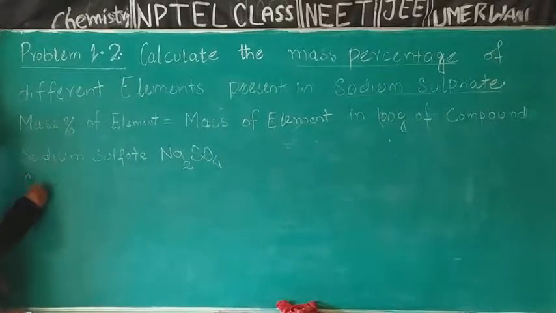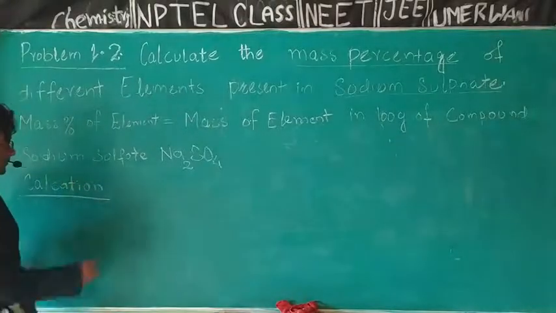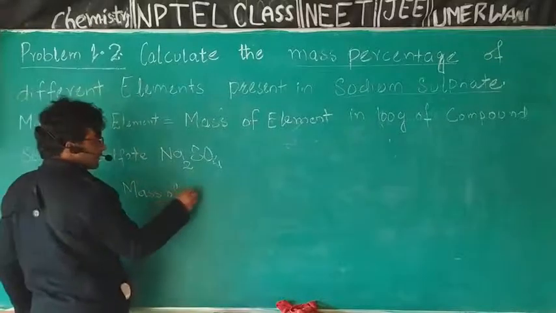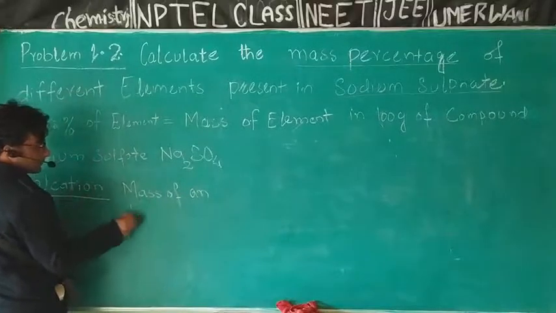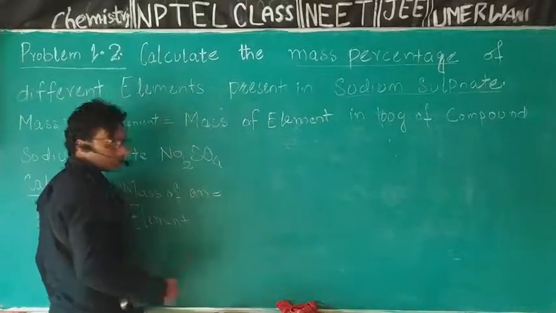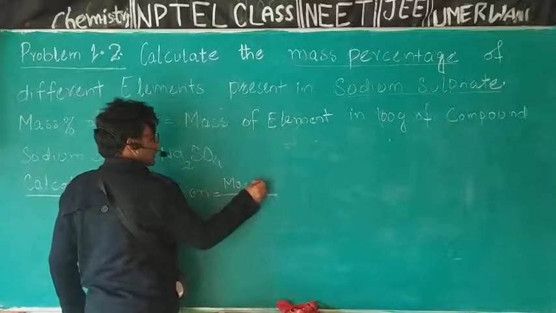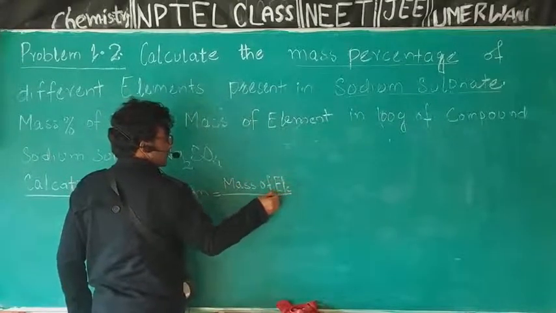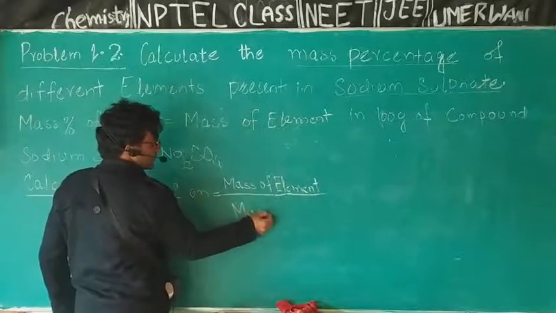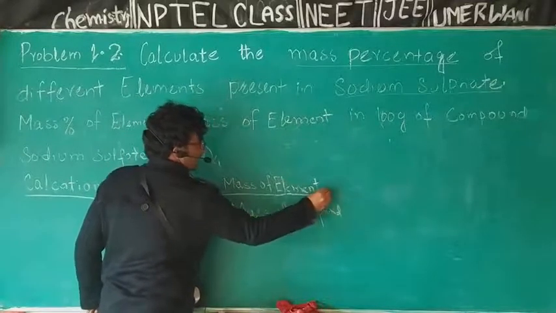Calculation: how mass percentage is calculated. Mass percentage of an element in a compound is equal to the ratio of mass of element and mass of compound, multiplied by 100.